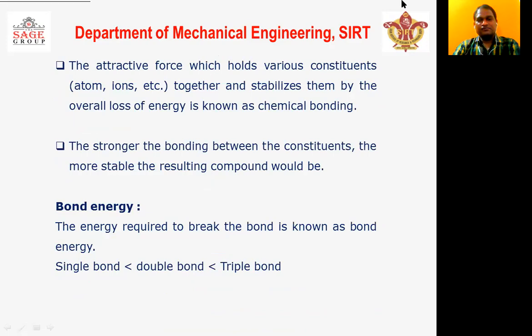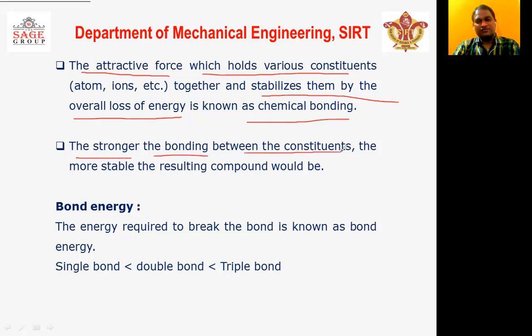Some more definitions of chemical bonding are there. The attractive force which holds various constituents, atoms, ions, etc. together and stabilizes them by the overall loss of energy is known as chemical bonding. The stronger the bonding between the constituents, the more stable the resulting compound would be.